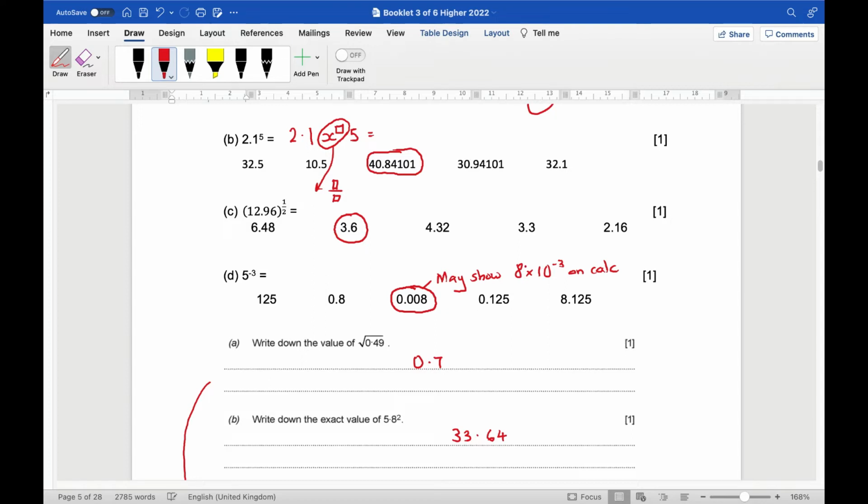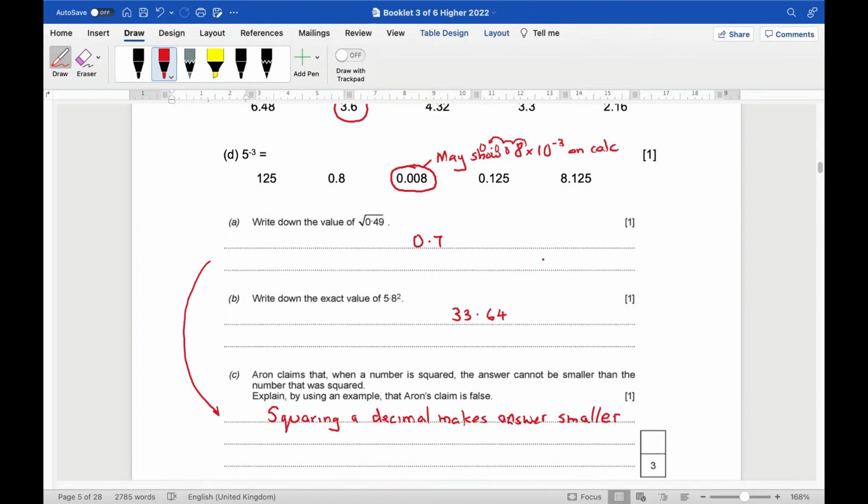Just move the decimal point back 3 places: 1, 2, 3. So it's 0.008, just writing it in standard form, be careful of that. Again, have a look at my answers, try them first and then look at them. I've done them for you.